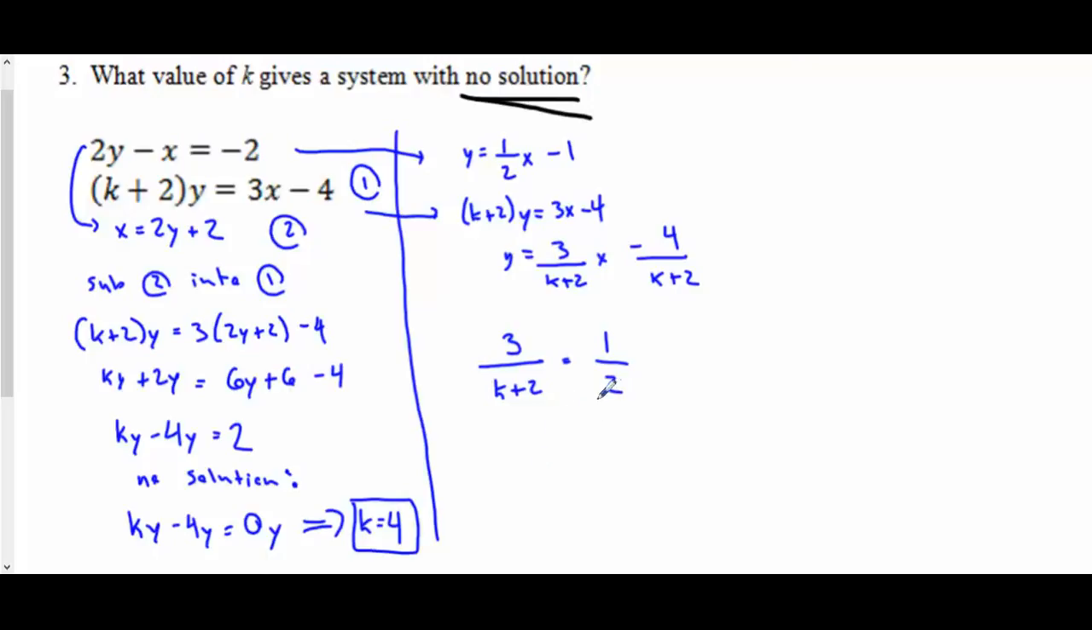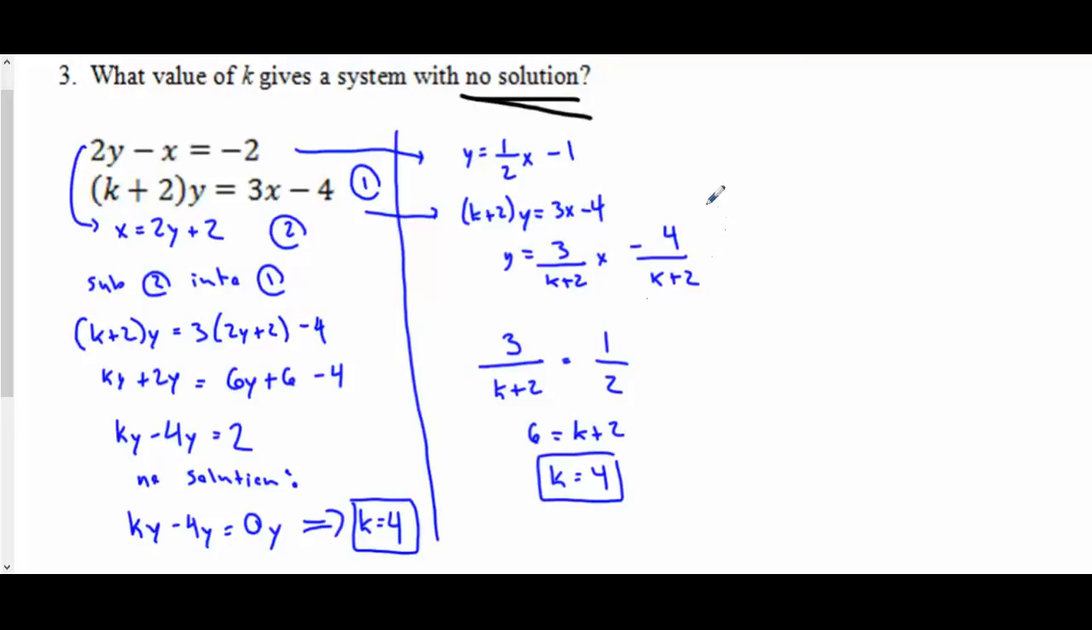If I cross multiply here, then I have 6 equals k plus 2, which you can rearrange to see that k equals 4. All right, so two different ways to solve the very same question.